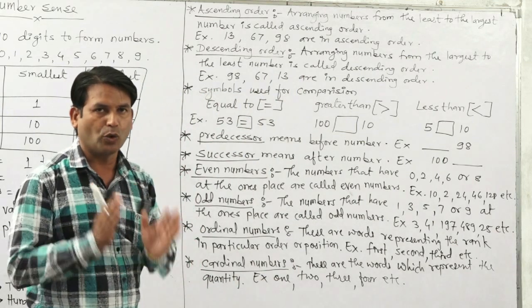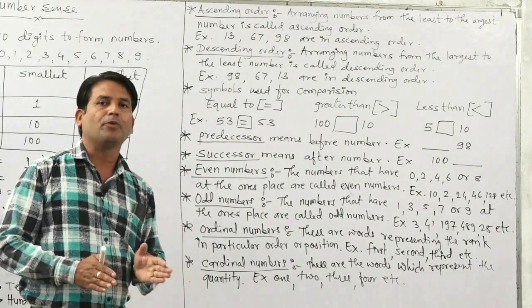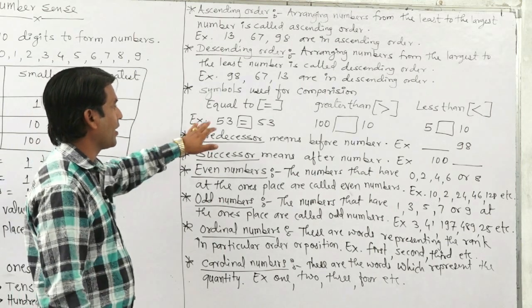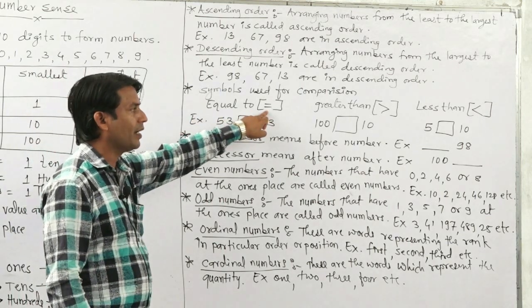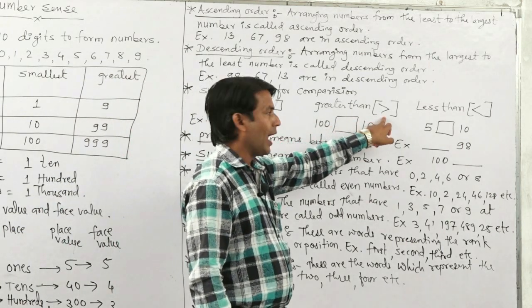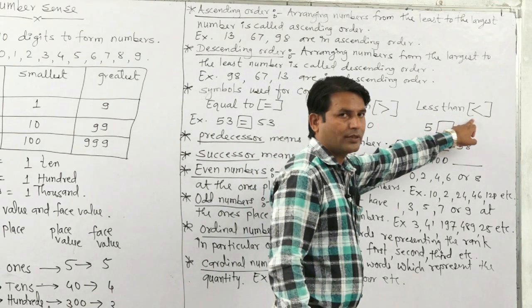When we compare two numbers, at that time we use some symbols. These symbols are given here. Equal to symbol, this one. Greater than symbol, this one. And less than symbol, this one.